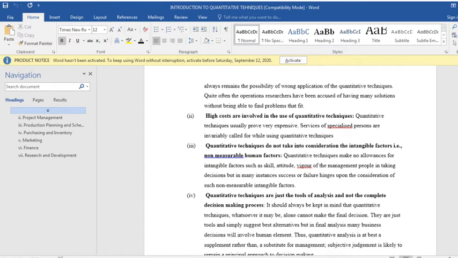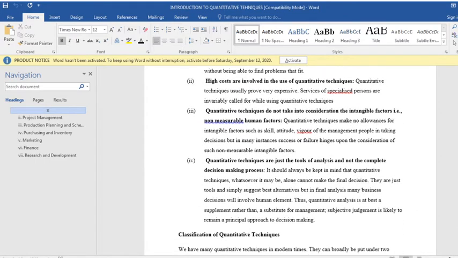And we also have this limitation that quantitative techniques are just tools of analysis and do not completely eliminate the human aspect. Even if we are employing them, we cannot work without the human aspect. And therefore you'll find even if the decision is quite okay, the human aspect can come in and maybe we find it is not the best way out, and then we reject it and choose another approach.